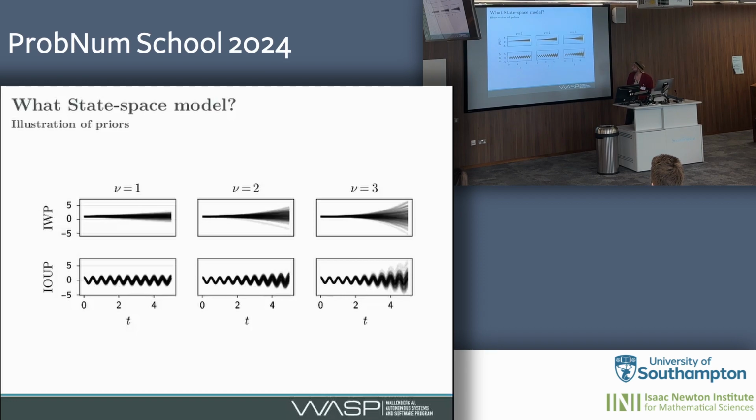priors might look. So in the top row we have integrated Wiener processes for derivatives 1 through 3, and on the bottom row we have integrated Ornstein-Uhlenbeck processes for these semi-linear problems with the same number of derivatives. The integrated Wiener processes are kind of boring. You see that the paths, or the variance, seem to grow a lot. Whereas the integrated Ornstein-Uhlenbeck processes can have a lot more structure, for instance oscillations, but also growing variances.